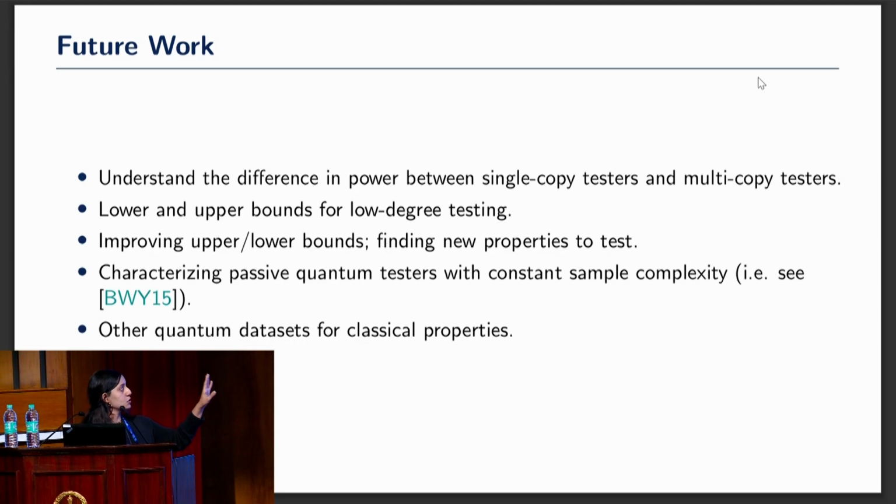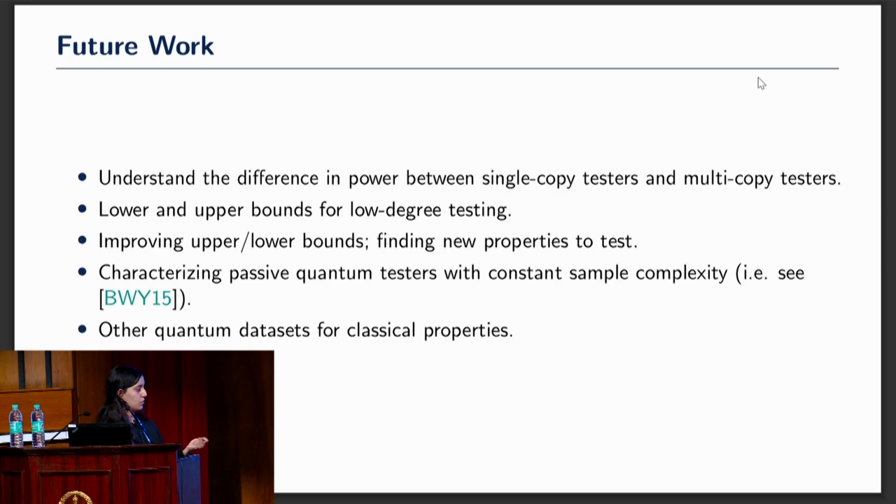Another problem that we're really interested in is low degree testing. So can you determine the degree of your function f? And for this, we currently don't have any algorithms that go beyond d equal 2. So it'd be very interesting to get lower and upper bounds for this problem. Also, just generally improving our upper and lower bounds and finding new properties to test. Also, there's this very beautiful result I mentioned by Blais and Yoshida on characterizing passive classical testers with constant sample complexity. We'd like to do the analogous thing for passive quantum testers and see if we can characterize the full set of passive quantum testers with constant sample complexity.